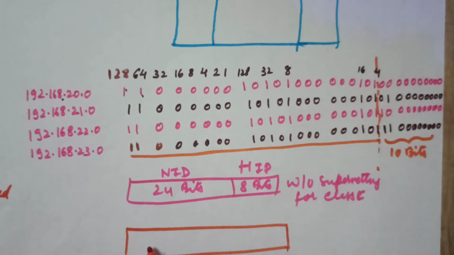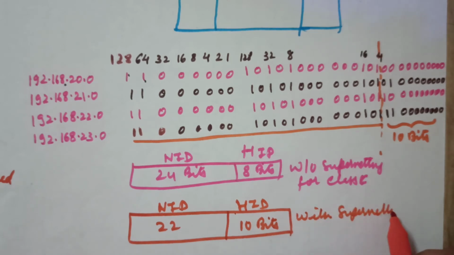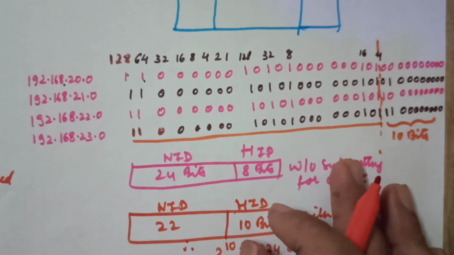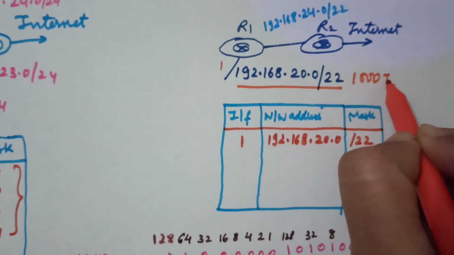Now with supernetting, 2 bits from the network ID part, that is 24 minus 2, will be 22 in the network ID part. Now 2 bits from the network ID part are pushed to the host ID part. So the host ID part now has 10 bits. This is the situation with supernetting, and therefore there are 2 raised to 10, equal to 1024 addresses in the block. So this single network satisfies the requirement of 1000 IP addresses.